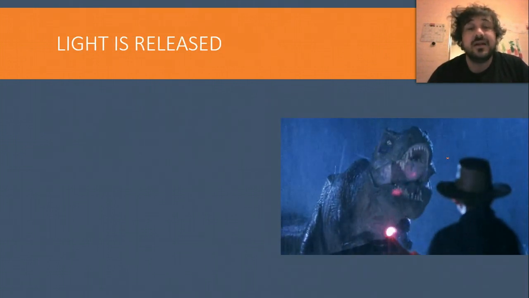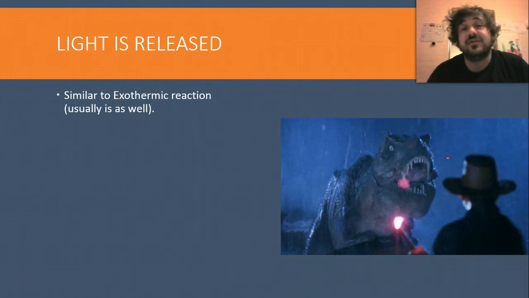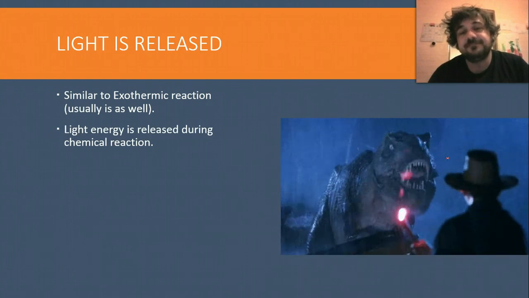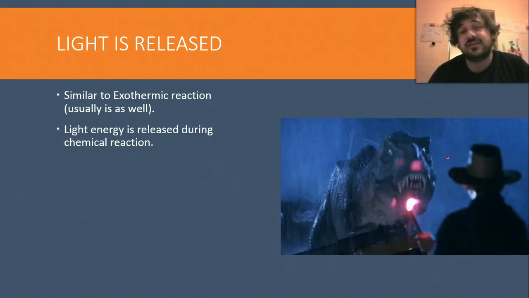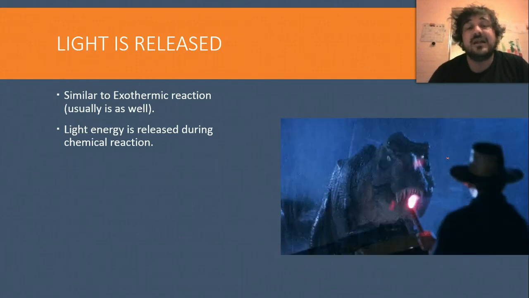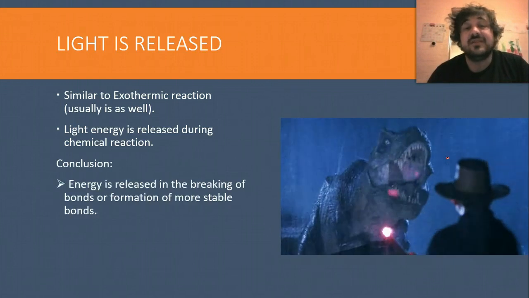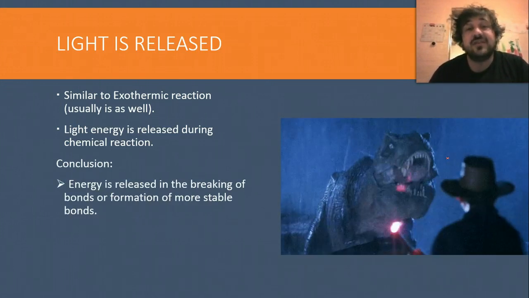All right, light is released. Basically, this is similar to, well, we'll say it's similar to an exothermic reaction. It usually is exothermic. Light energy is released during the chemical reaction. And we'll see this with pretty much any time you burn something. Energy is released from the breaking of bonds or the formation of more stable bonds.